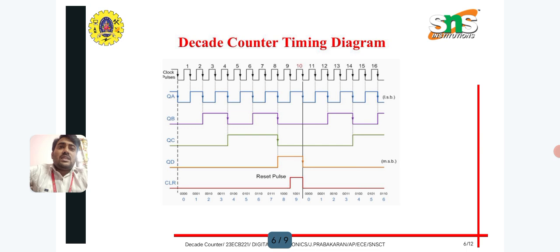When the counter reaches 1001, which means QA equal to 1, QB equal to 0, QC equal to 0, QD equal to 1, decimal 9, all outputs reset to 0 on the next clock pulse.